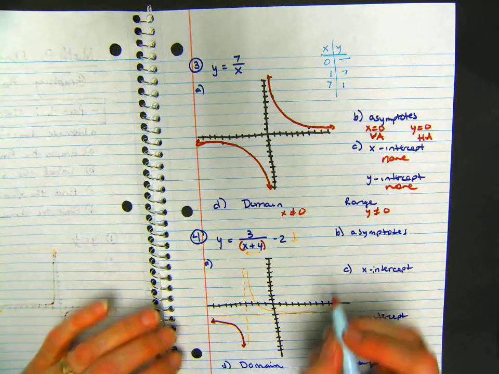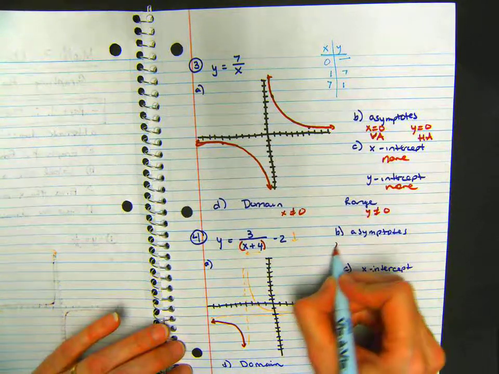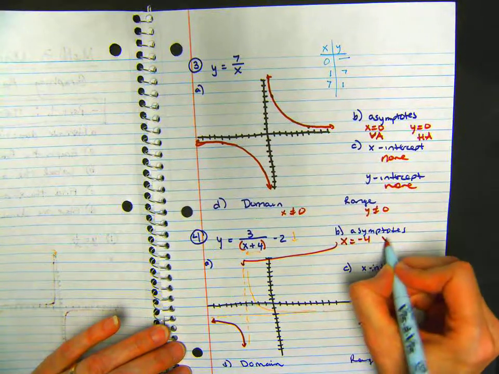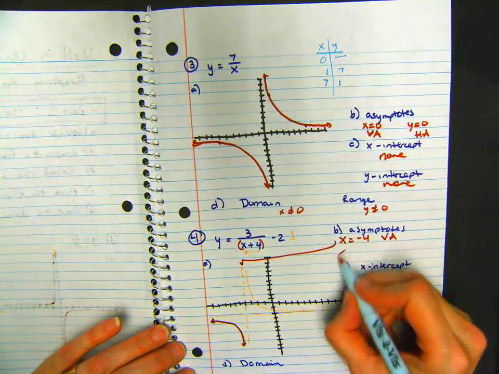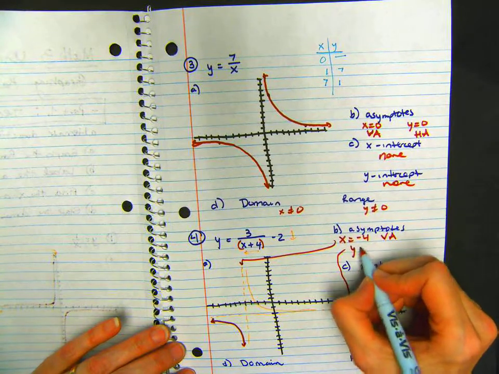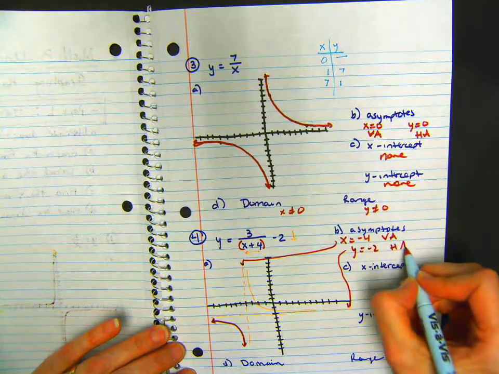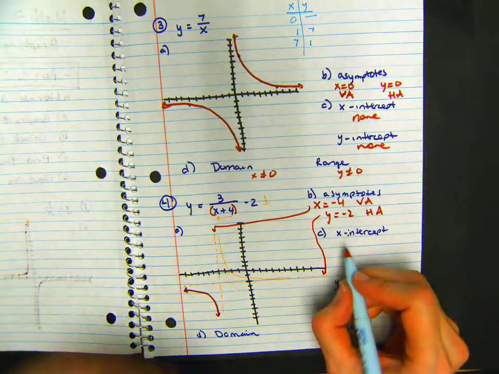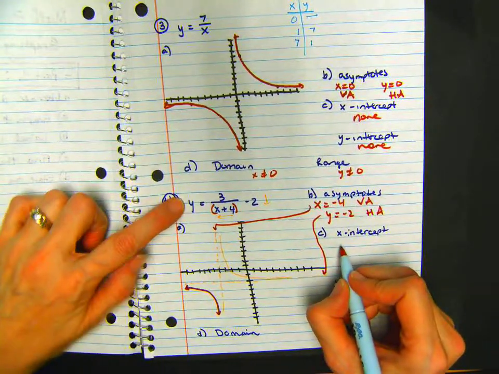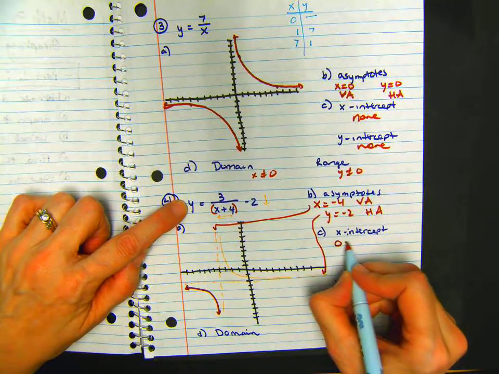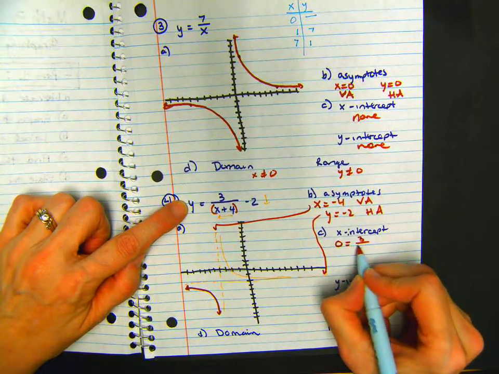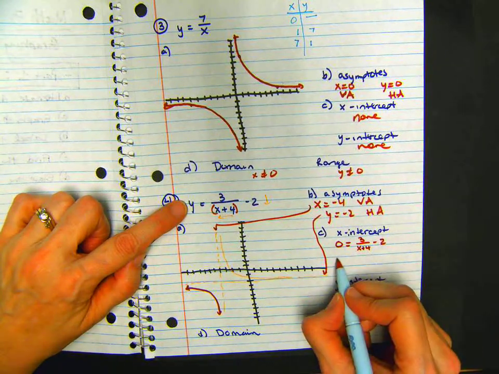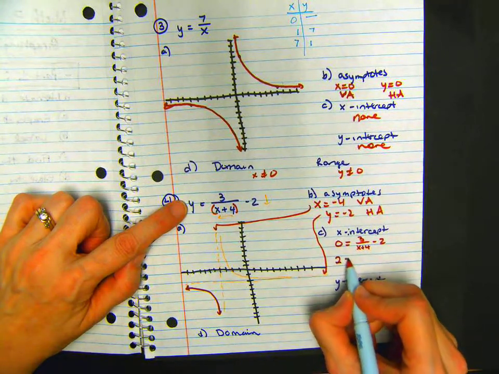So our asymptotes, first of all, would be right here. This one is x = -4 for my vertical asymptote. And this one down here is y = -2 for my horizontal asymptote. For my x-intercept, I would plug in 0 for y. So that means I would, right here where this y is, I would put 0 = 3 over x + 4, minus 2. And to solve that, I could add the 2 over.